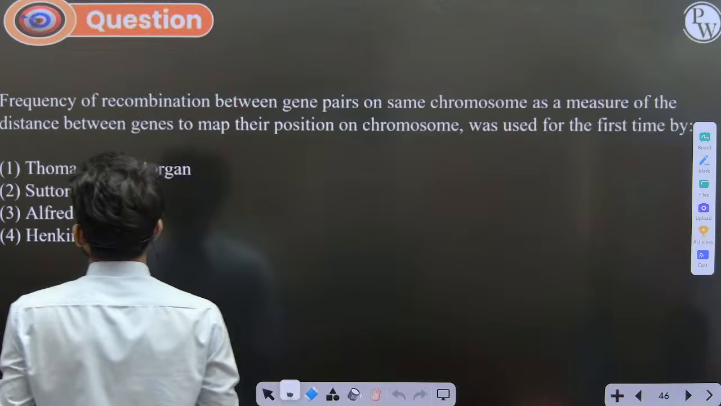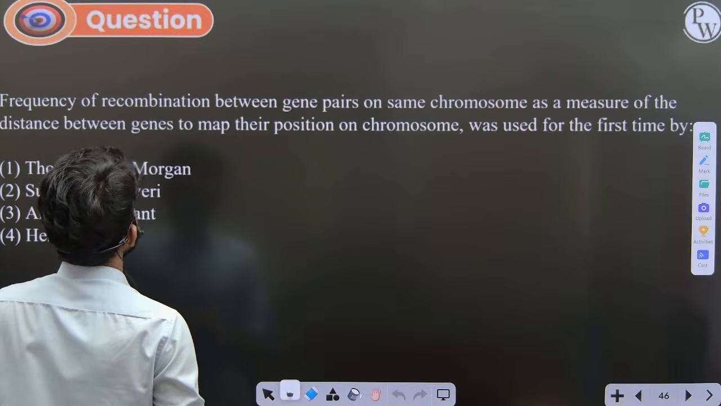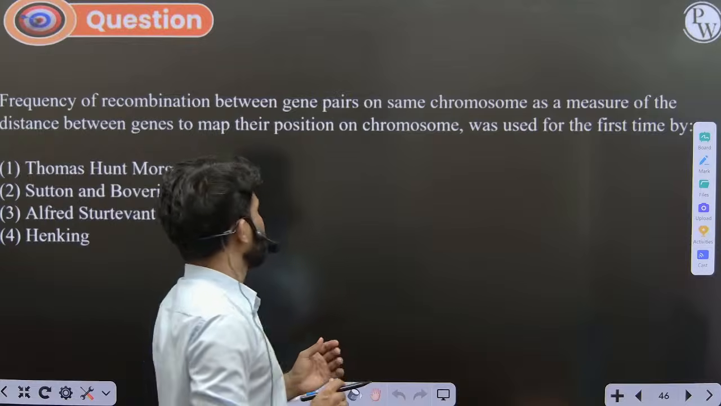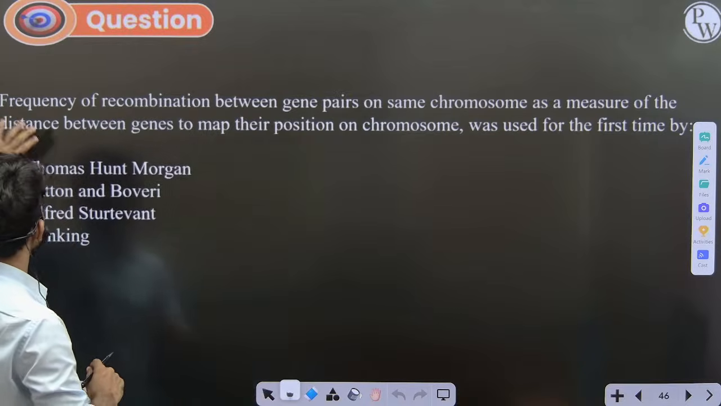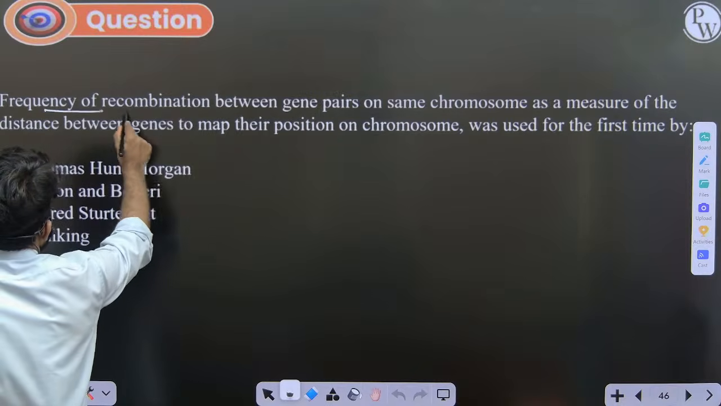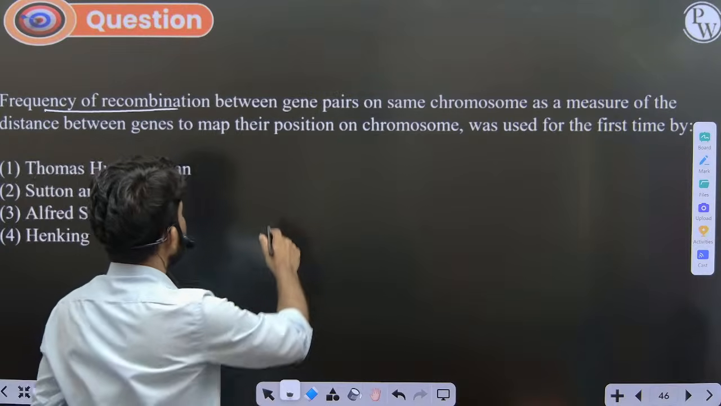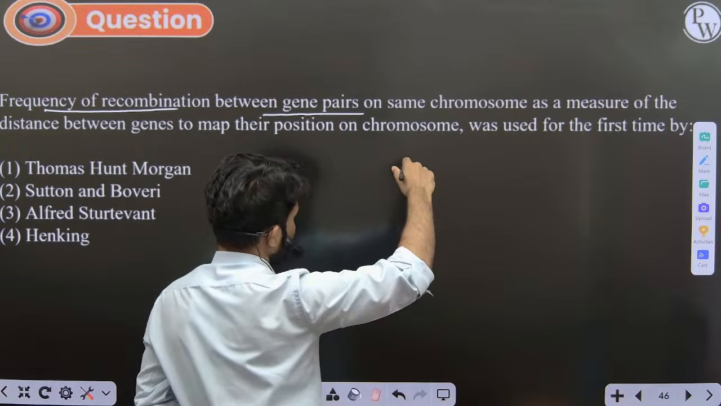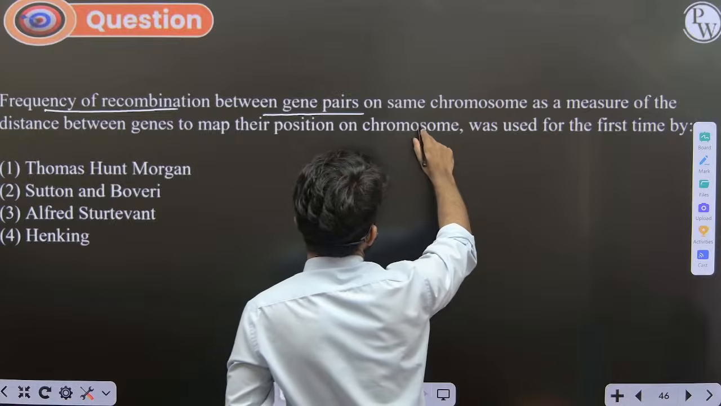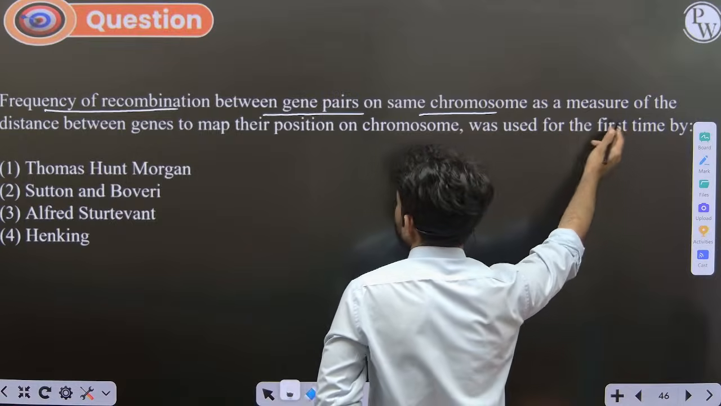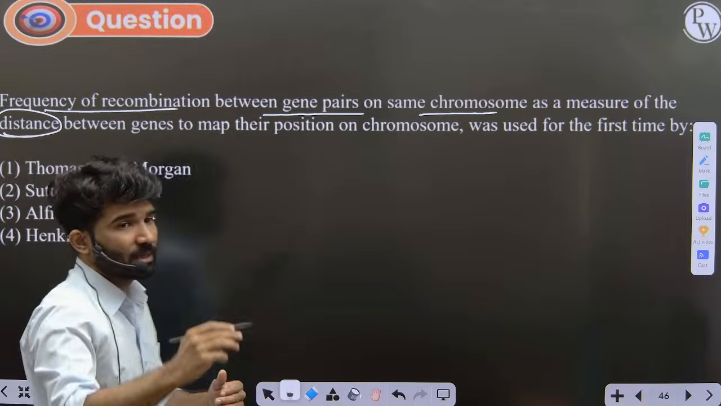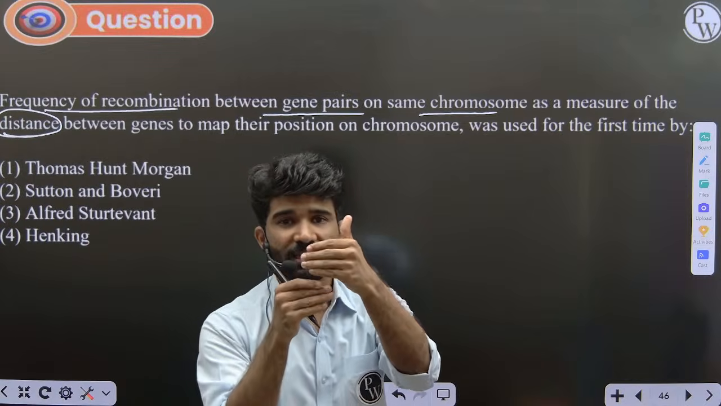So the next one is the frequency. We go through some of the questions. Here is the first one. The first question regards the concept of the frequency of recombination between the gene pair on the same chromosome as a measure of distance. So who measured the distance between the closely linked genes?